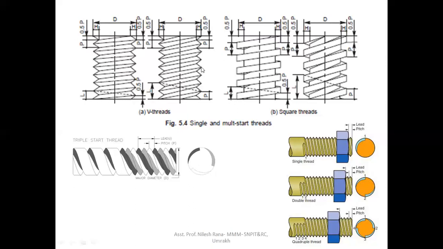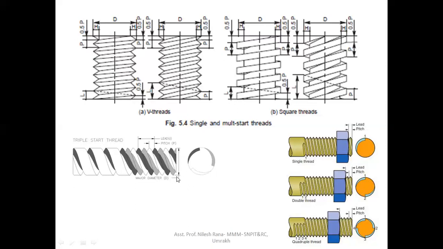Now here you can see the lead value is 3 times the pitch. Suppose the pitch value is 5 mm, then here it will be 10 mm. It means the nut will travel 10 mm in one revolution. And in this case, the nut travels 5 mm in one revolution. This is a single start thread and this is a double start thread. Here also in the same figure, this is a triple start thread.